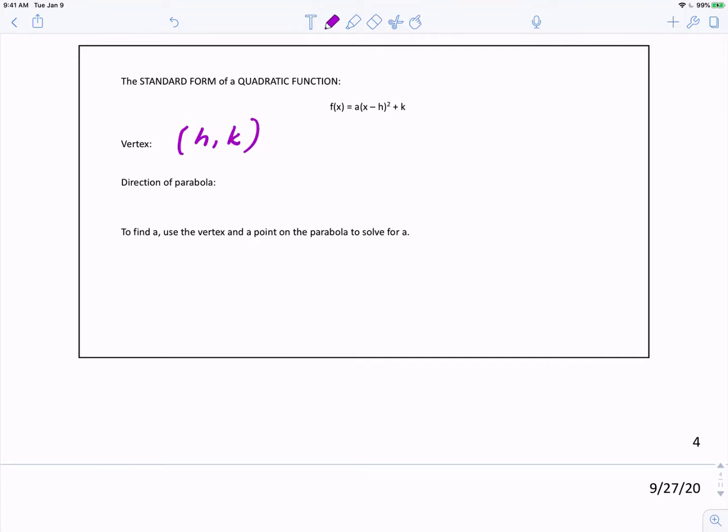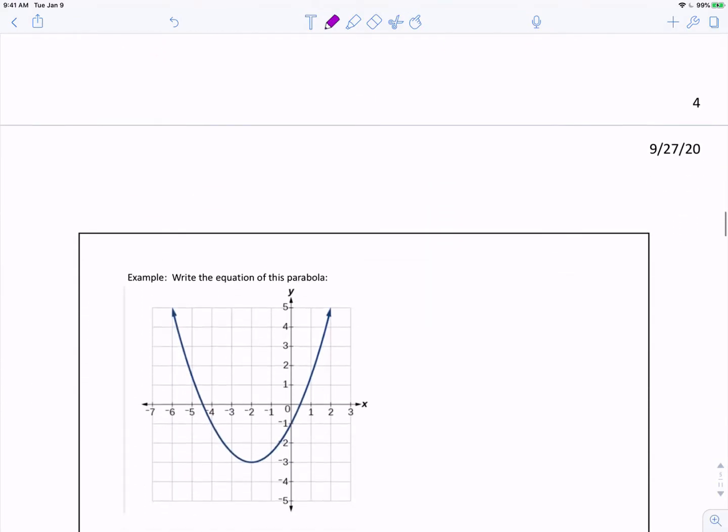The parabola will open upwards if a is positive, where a is the coefficient here, and the parabola will open downward if a is negative. To find a, we're going to use the vertex and a point on the parabola, and we'll solve for a. So let's take a look at an example.